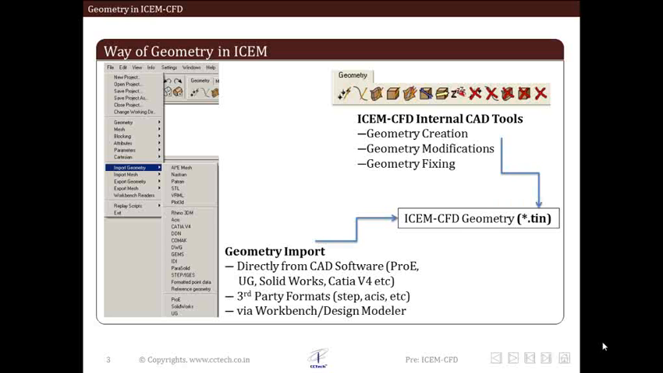There are two ways to do this. One is to import the geometry from a third-party CAD software or design modeler into ICEM CFD. The other way is to build the entire geometry in ICEM CFD. If we intend to import geometry from a third-party CAD software, there is an option within ICEM CFD in the File menu called Import Geometry. Using this option, we can import geometry in file formats like STL, Parasolid, DWG, STEP, etc.